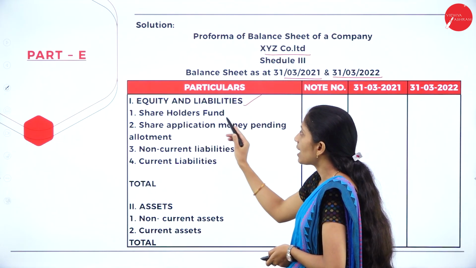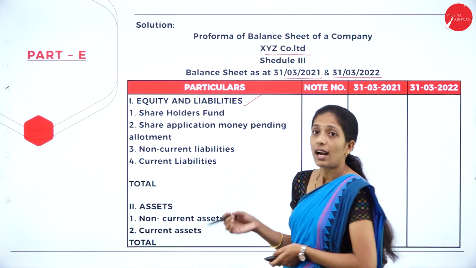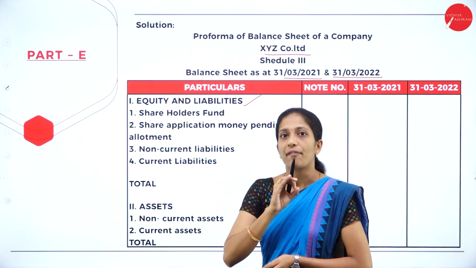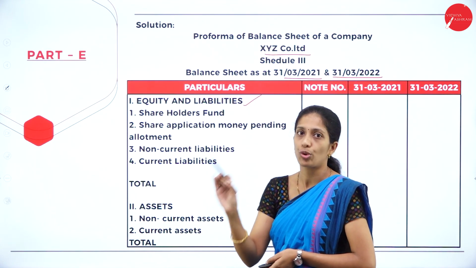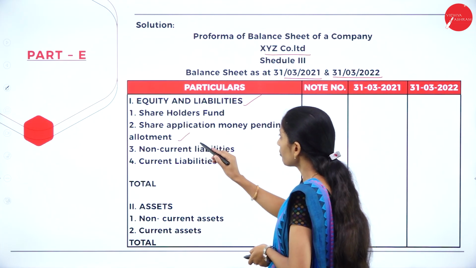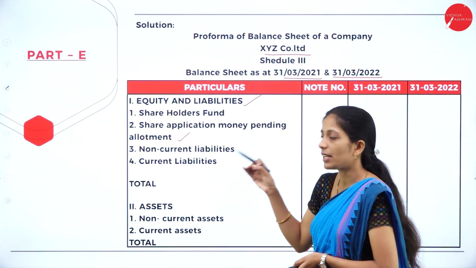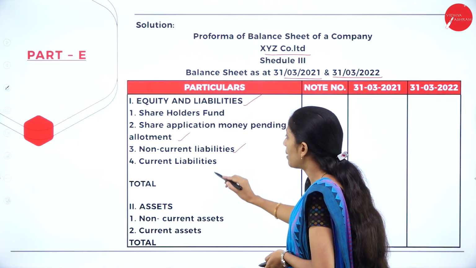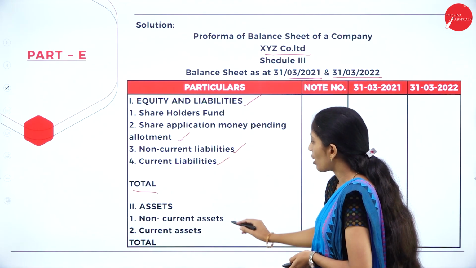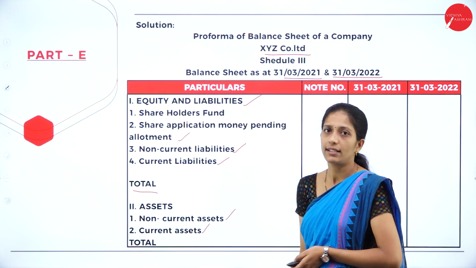Equity and liabilities, under that shareholders fund, and below that we have share capital and reserves and surplus. But here they have clearly asked with the main heads only. So I'll write shareholders fund, and the second is share application money pending allotment, non-current liability, current liability. Then you'll get the total. Assets, non-current assets, current assets, you'll get the total.